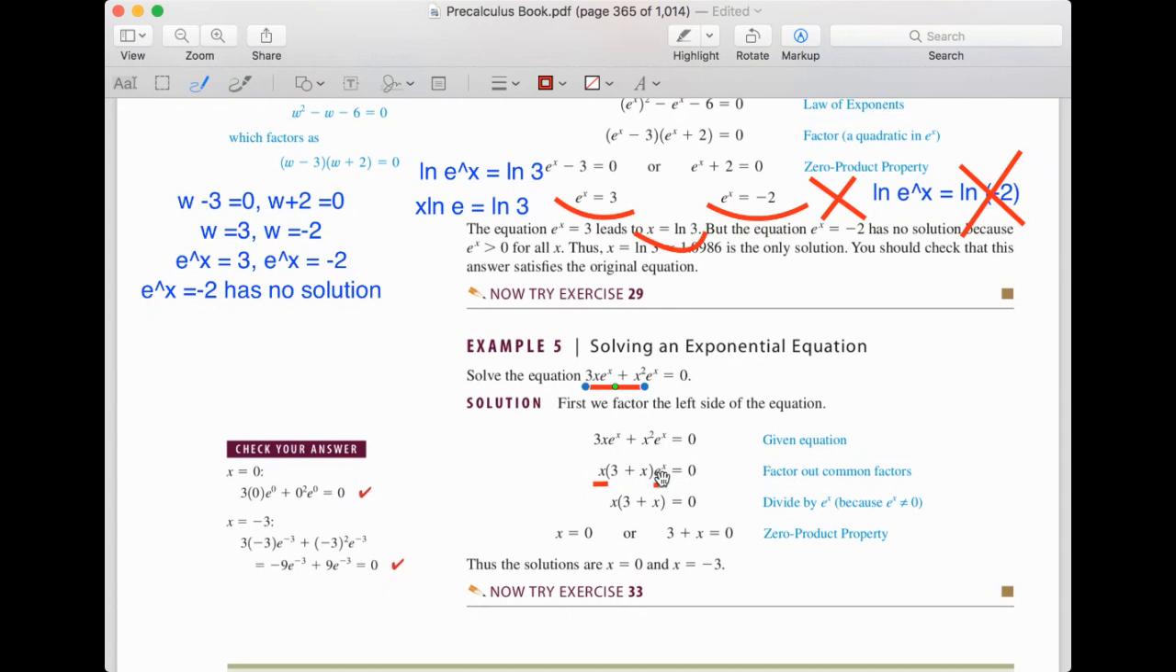We can use the zero property, but e to the x will never be 0, right? So e to the x will never be 0.